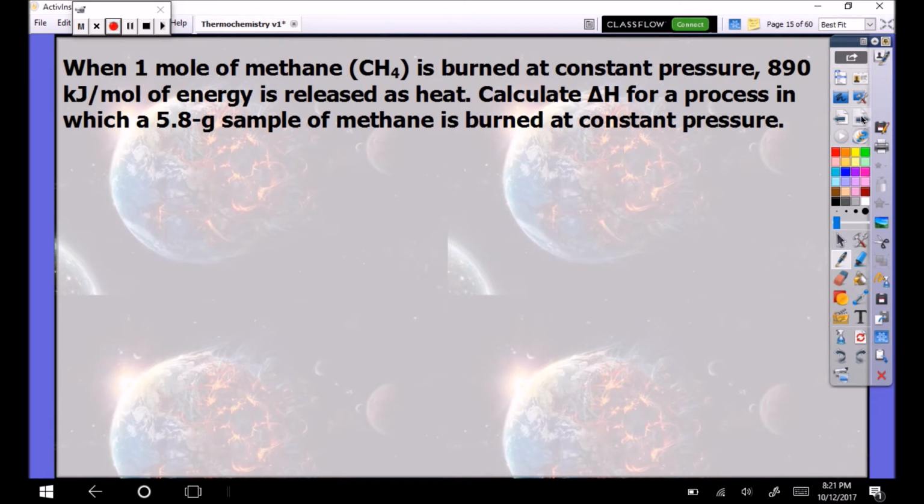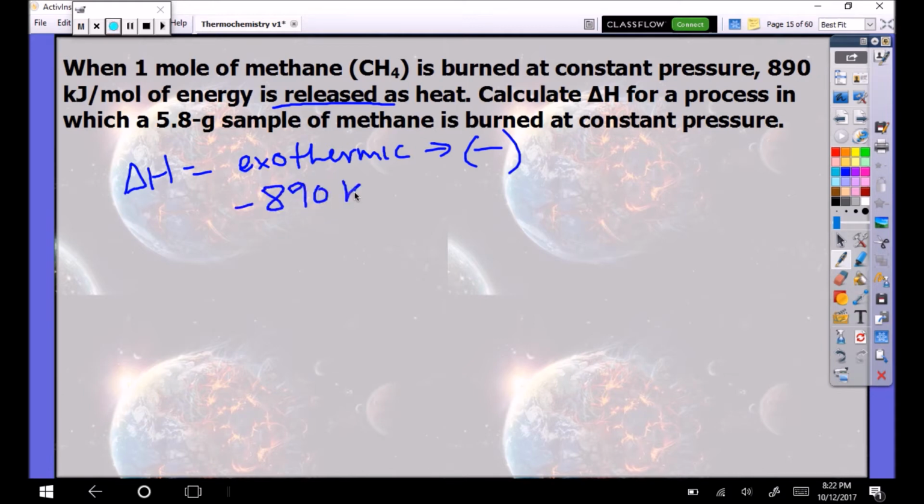All right. So some other types of problems you'll see where we're looking at delta H at constant pressure. Here we've got 1 mole of methane. It's burned at constant pressure, and 890 kilojoules per mole of energy is released as heat. This is huge. If we're releasing energy, what does that mean about my delta H? What should my sign be? It's exothermic, so my sign should be negative when I'm all said and done, okay? It's really saying we've got a negative 890 kilojoules per mole being released. And we want to calculate the delta H for a process that's only 5.8 grams of methane.